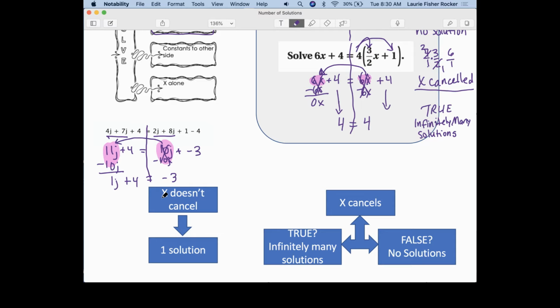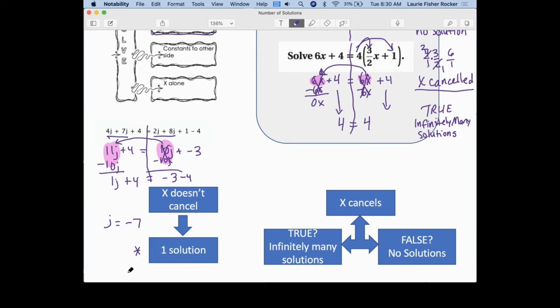This describes every single equation you have solved up until now. Exactly one solution. J equals something. In this case, negative 7. X equals 3. Y equals negative 2. We always had one solution. If I follow this out, negative 4, so j equals negative 7. So it's one solution. X does cancel.